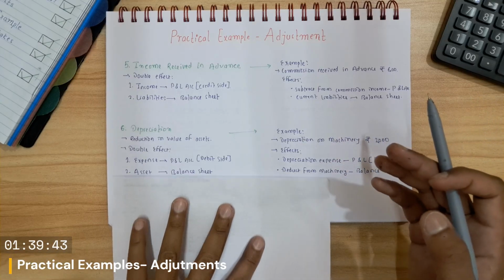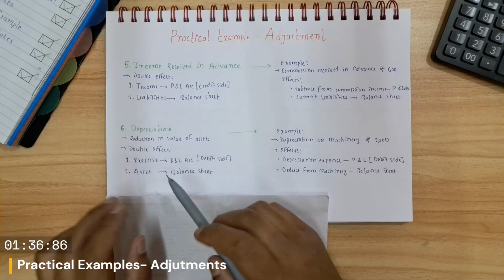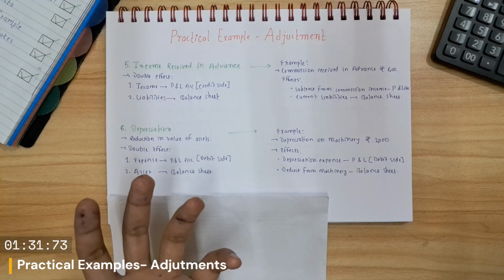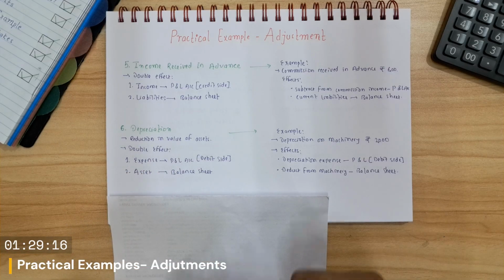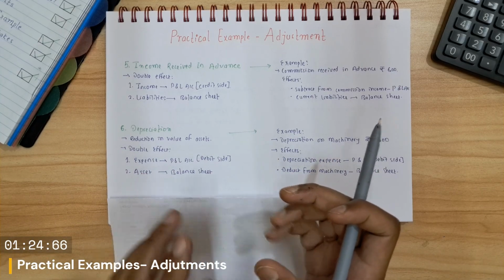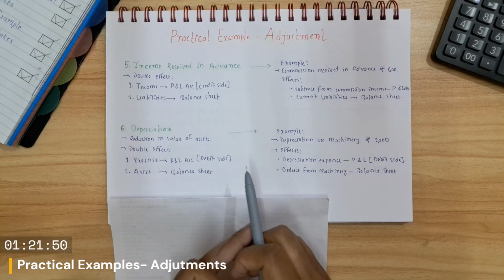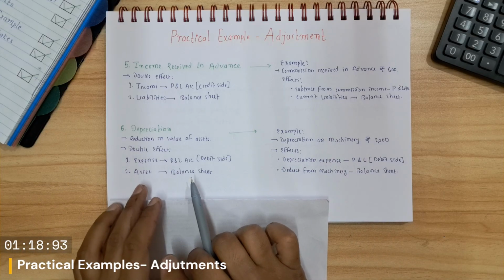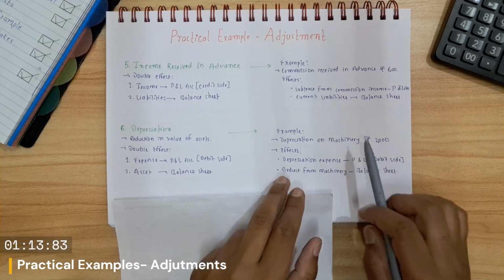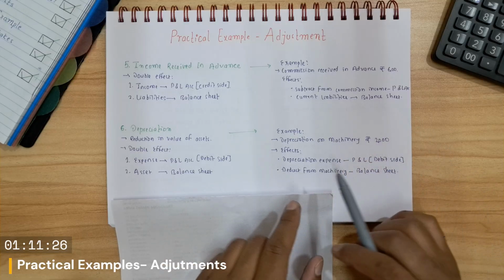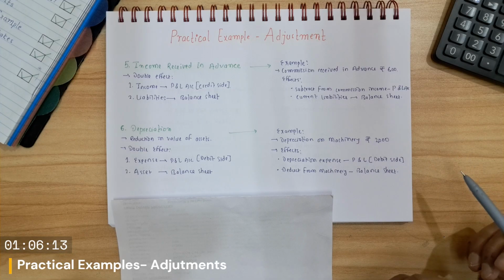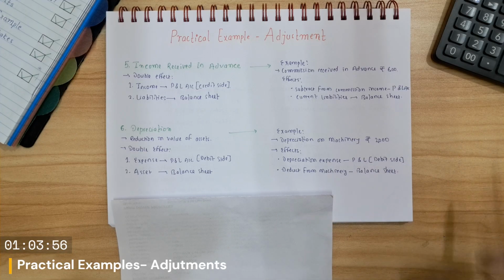And see the sixth adjustment, depreciation: reduction in the value of assets due to wear and tear. The double effect of this adjustment: show depreciation as an expense in the P&L account, and deduct from assets in the balance sheet. See the example, depreciation on machinery rupees 2,000. See the effects: debit in the P&L, and deduct from machinery in the balance sheet, on the asset side.